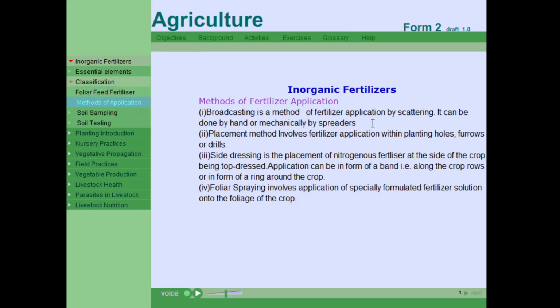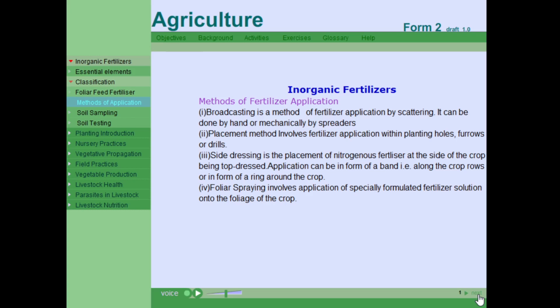Methods of fertilizer application. Broadcasting is application of fertilizer by scattering. It can be done by hand or mechanically by spreaders. Observe the broadcasting of CAN fertilizer on a pasture of grass. Placement method involves fertilizer application within planting holes, furrows, or drills.